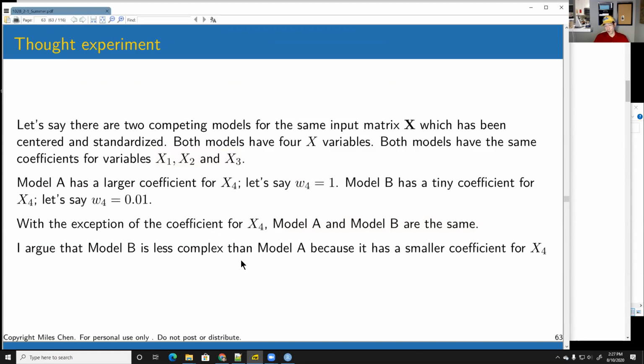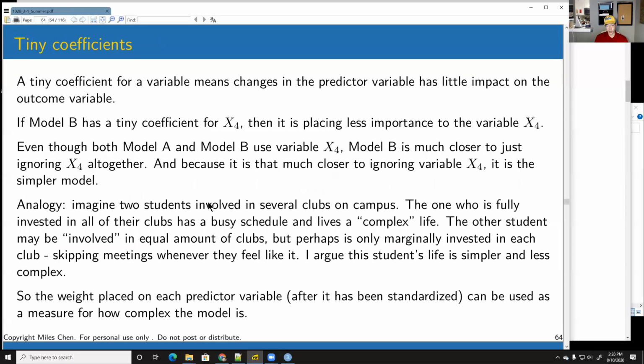So both models use 4 variables, but I argue that model B is less complex than model A because it has a smaller coefficient for x4, right? These two models are exactly the same. The only difference is that the coefficient for W4 is different. This one is bigger and this one is smaller. The reason for this is that a small coefficient for a variable means changes in that predictor variable, changes in x4, have little impact on the outcome variable, right?